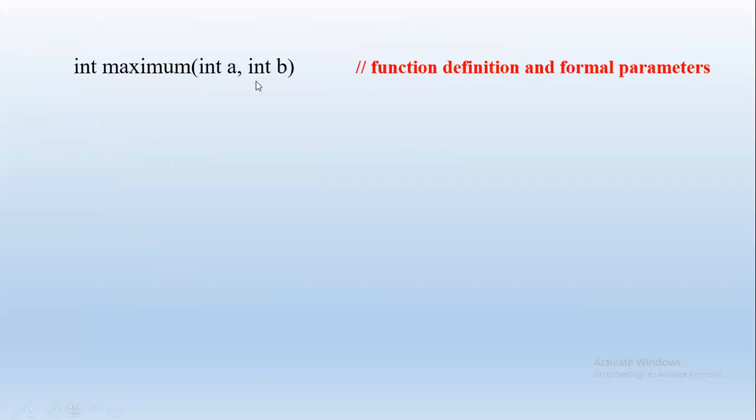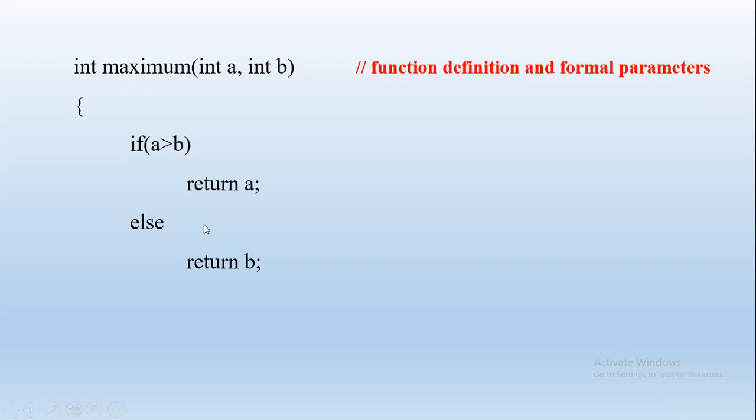So a is 3, b is 4, for example. We have to check which is greater, which is the maximum among these. So check if a is greater than b, then return a as the maximum, or otherwise return b. 3 and 4, so is 3 greater than 4? The condition is false, so it will return b, which is 4.